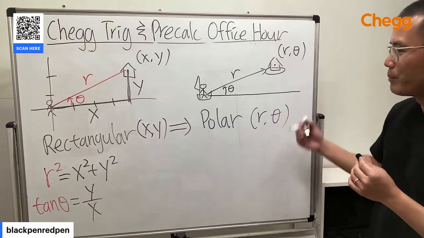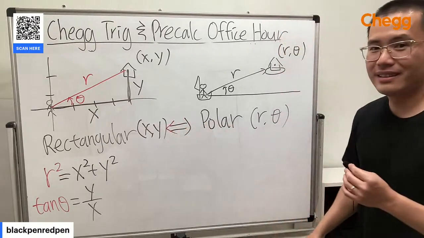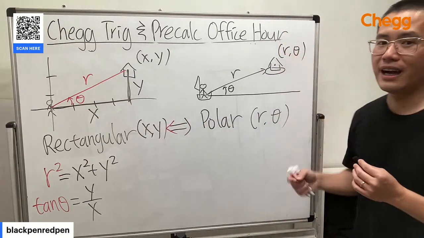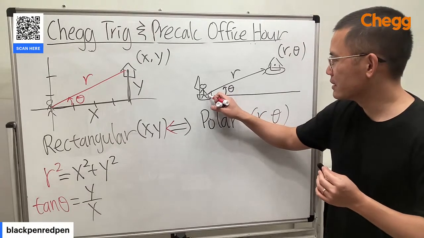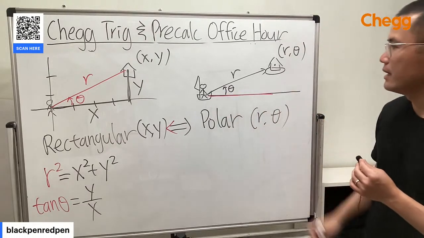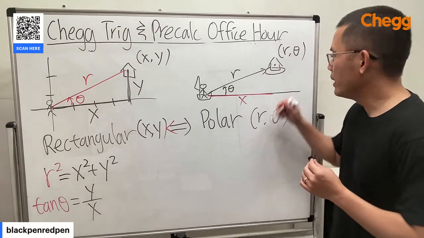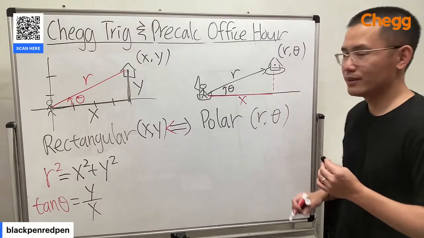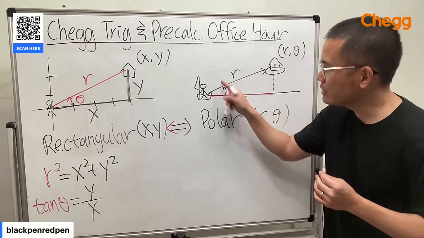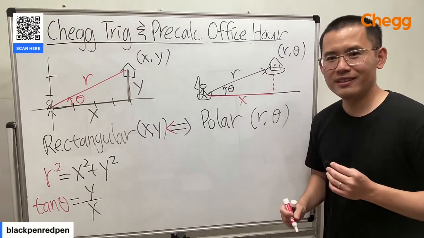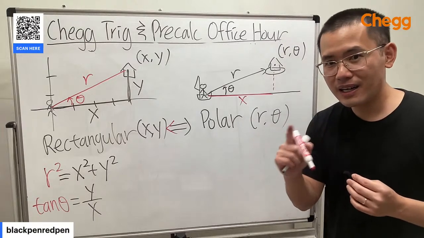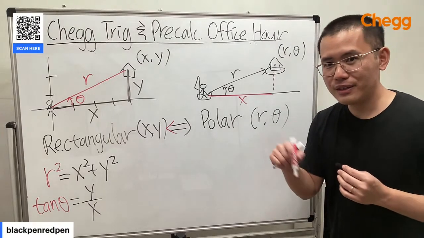Okay, how do we go from polar to rectangular? Now we are given our r and theta. Let's find x first. Have a look. We are about to get a right triangle. We know the hypotenuse, we know the angle. So what can we do? Cosine.